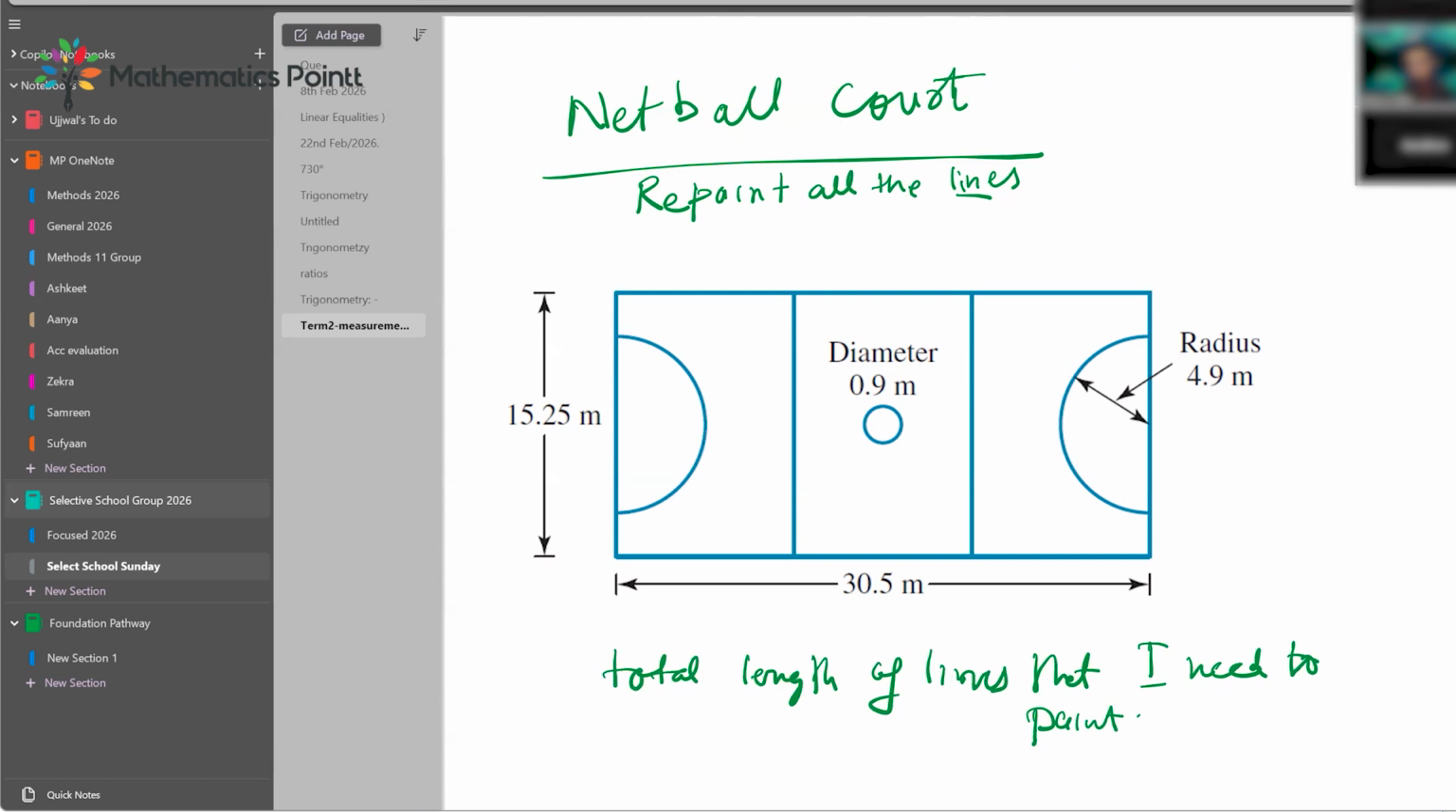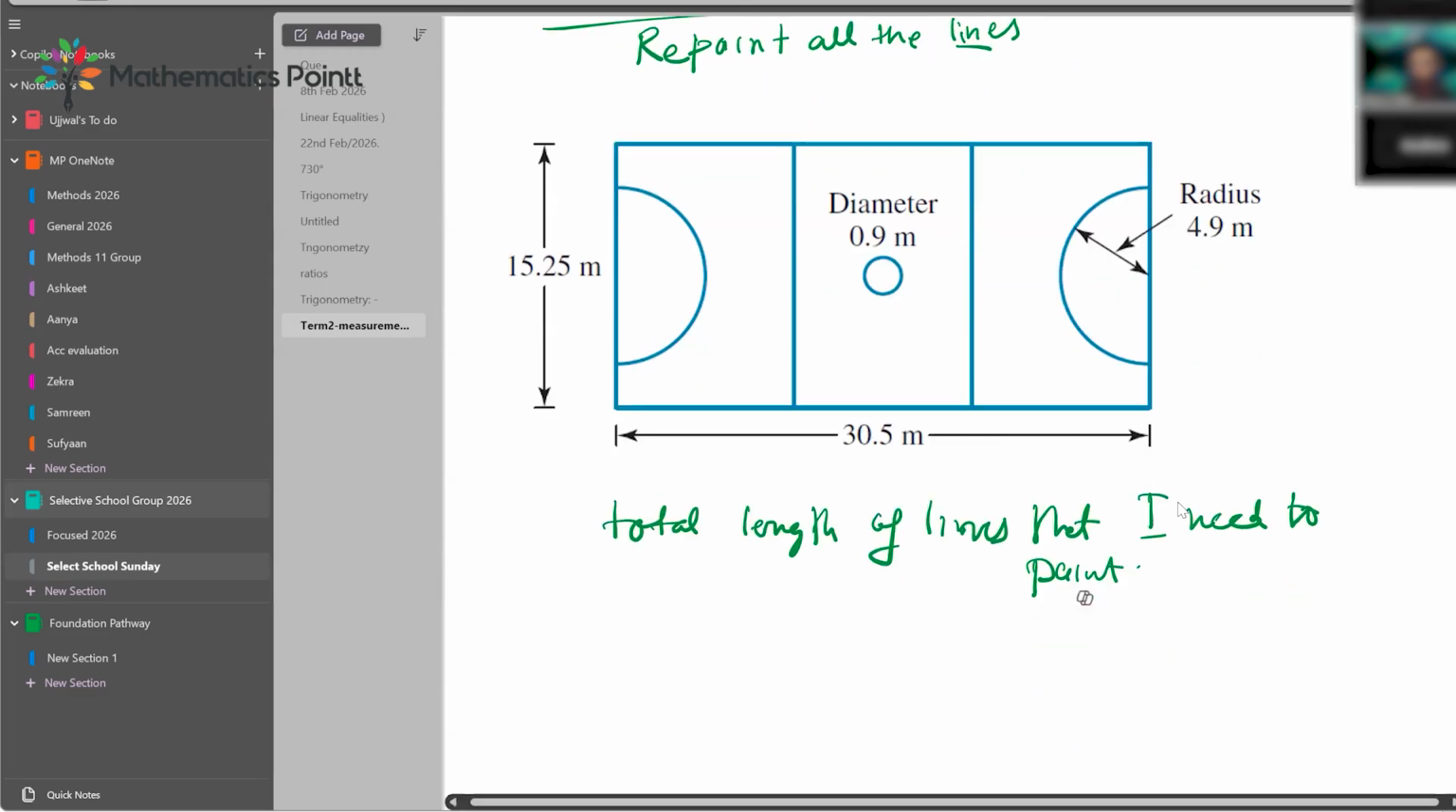I'll give you a hint. There are semicircles, there are full circles, there are rectangles, triangles. I would expect you to give me the answer in pi. Or once you've got the answer in pi, better use pi as 3.14 and give me the final answer in decimal if you really want to. And then we'll see how we go.